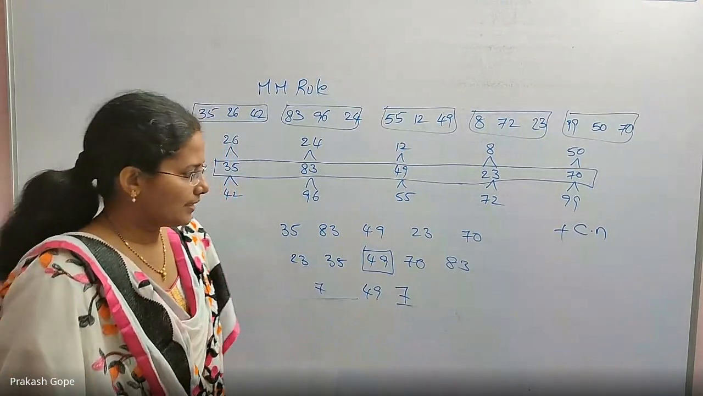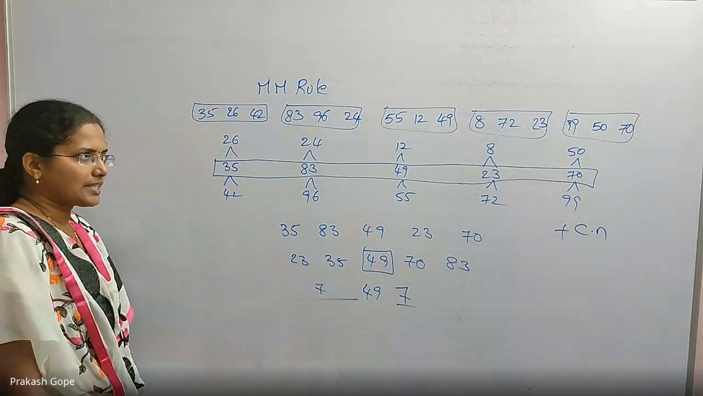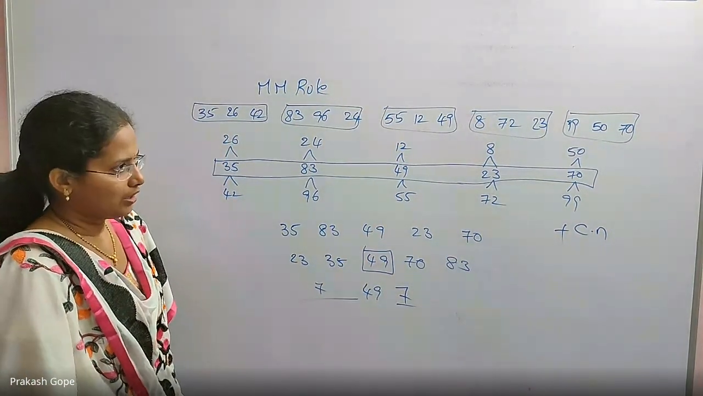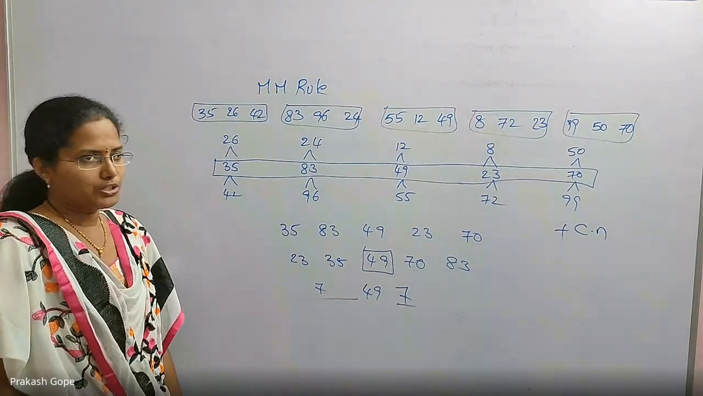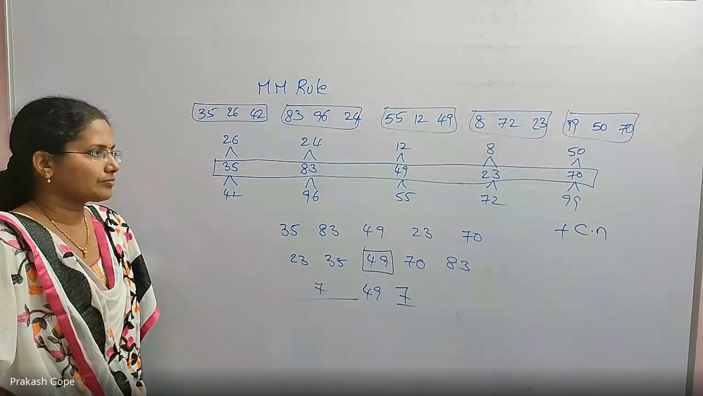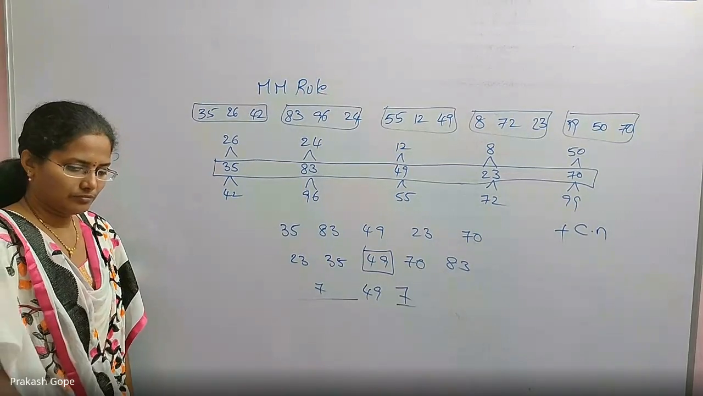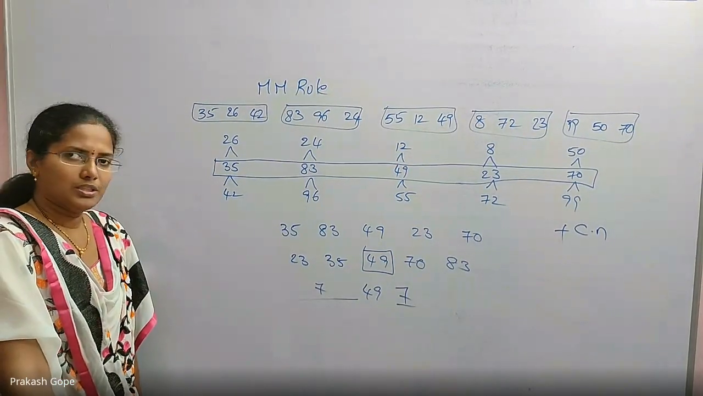Okay, so that is MM rule. Median of medians as a pivot element will lead to the almost best case time complexity. Is that clear?